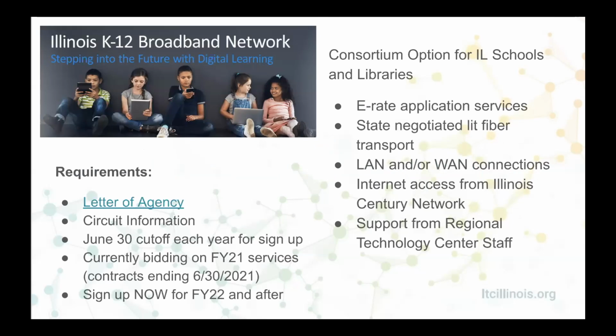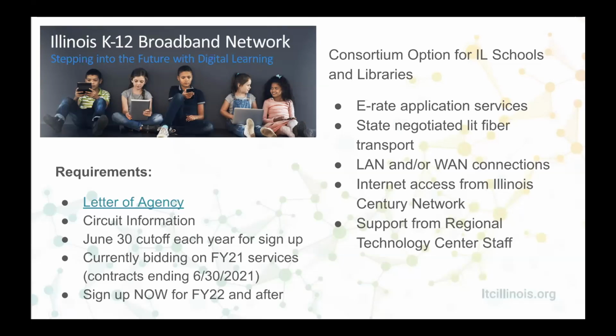It is a consortium option for all Illinois schools and libraries. If you are interested in participating in our state network consortium, that will result in them filing E-Rate applications on your behalf for internet access. They will then negotiate lit fiber transport back to their network. So you will get internet access from the Illinois Century Network and a provider who provides that access. They will negotiate those lit fiber transports on your behalf, and that will cover the connections between your buildings, your LAN connections, as well as your WAN connection out to the world to their internet. So both of those options are available for the consortium.